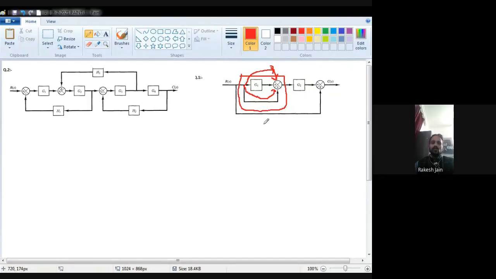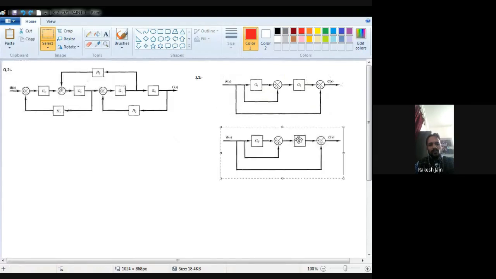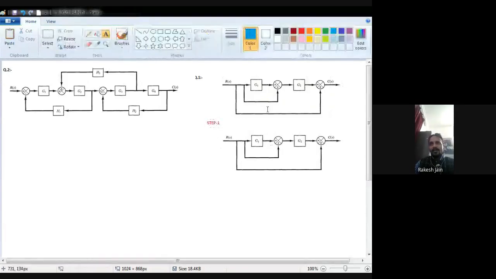The block G1 input and output go into the summing junction. Similarly, this feedback line, this direct line, also goes to the summing junction, and they come from the same point. It means they are in parallel. So the block G1 and this direct line are in parallel, because no gain is given in this direct line. It means the gain is 1.